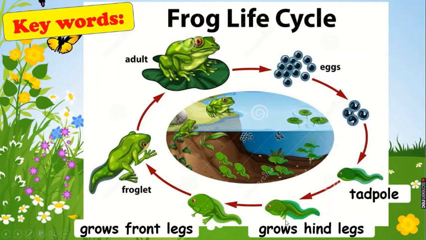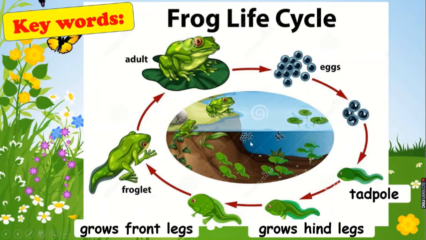Hind legs. These are hind legs, the ones we found at the back of the frog. Front legs. These are front legs, the ones in front. Froglet. It's like a small frog, but still has a little bit of tail. Let's say that again. Life cycle. Adult. Eggs. Tadpole. Hind legs. Front legs. And froglet.